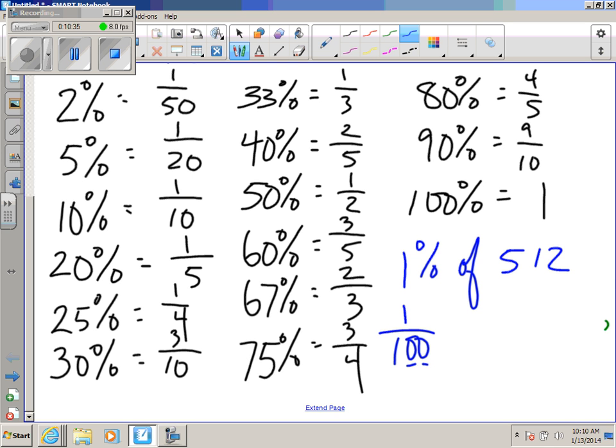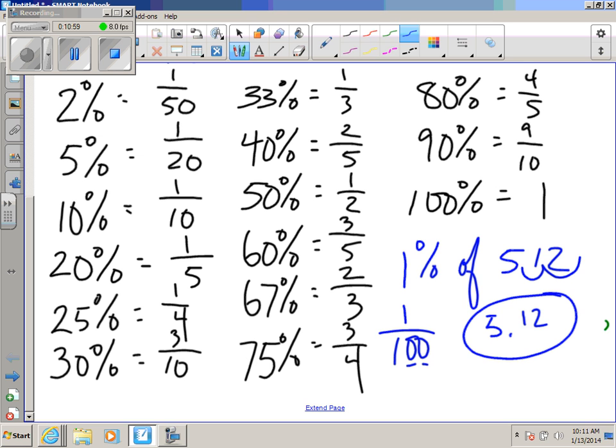Can I just keep the 512 as is and move it 2 places to the left? Sure I can. Equals 5.12. And that's not even an estimation. That would be the actual, just by how it worked out. It would be exactly 5.12. All right?